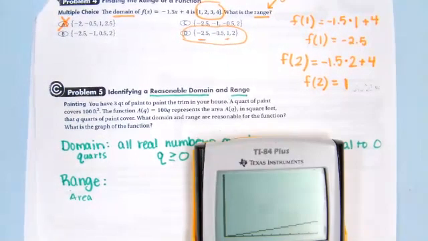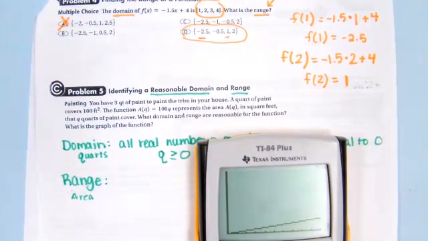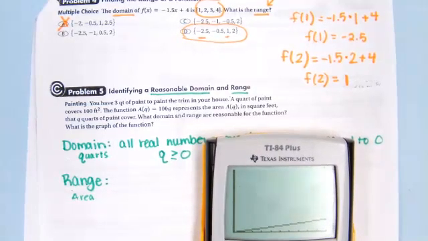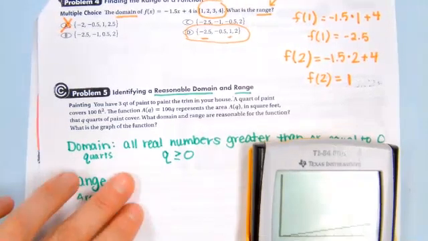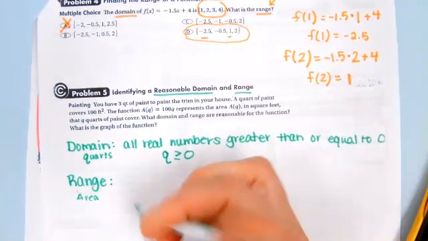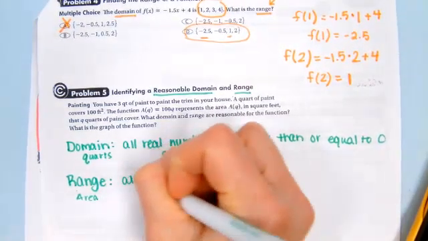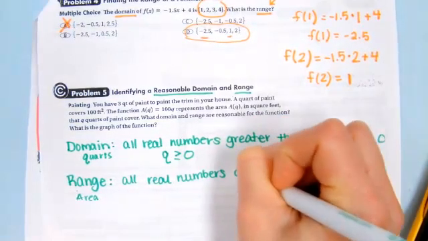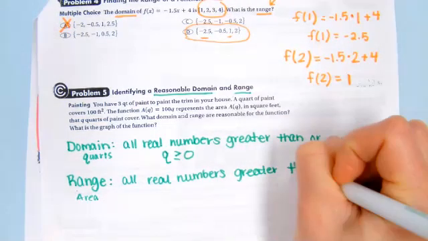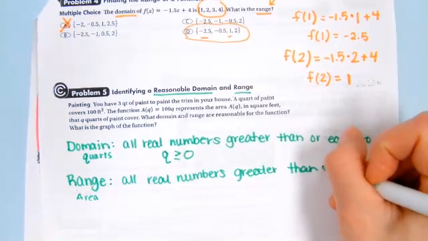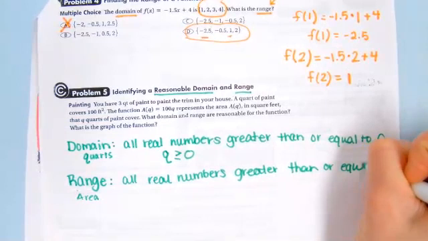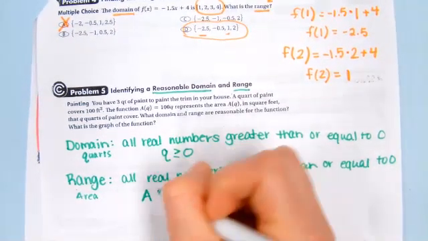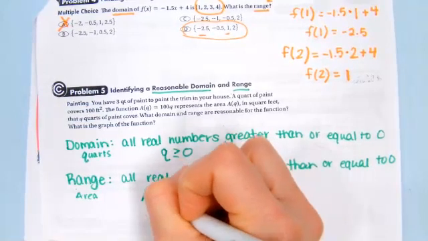Now, our range is the area that we can paint, right? We can't do negatives there either. Can you paint partial areas, like decimals? So is our range really the same thing? All real numbers? Yeah, same, right? All real numbers greater than or equal to 0, right? Could you write that as an inequality too? You could say your A of Q, or your area, is greater than or equal to 0.